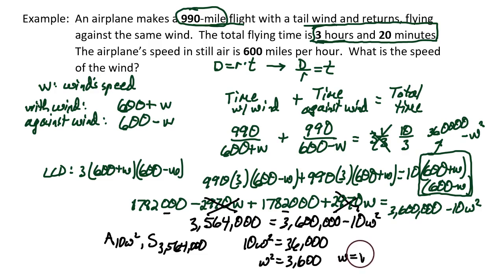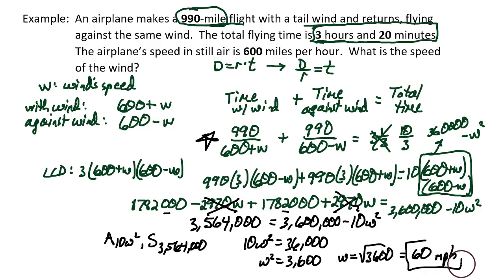Then take the square root. And the answer for W is 60. The variable W is representing the wind speed, and so our answer is 60 miles per hour. We just want to make sure that 60 is not a restricted value. When we look at our equation that had the variables in the denominator, we notice that the number that W cannot be is negative 600 here or positive 600 here. So the answer 60 is just fine. The speed of the wind is 60 miles per hour.